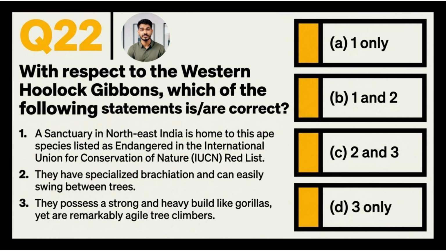Question 22. With respect to the Western Hoolock Gibbons, which of the following statements is/are correct? 1. A sanctuary in northeast India is home to this ape species listed as endangered in the International Union for Conservation of Nature IUCN Red List. 2. They have specialized brachiation and can easily swing between trees. 3. They possess a strong and heavy build like gorillas, yet are remarkably agile tree climbers.